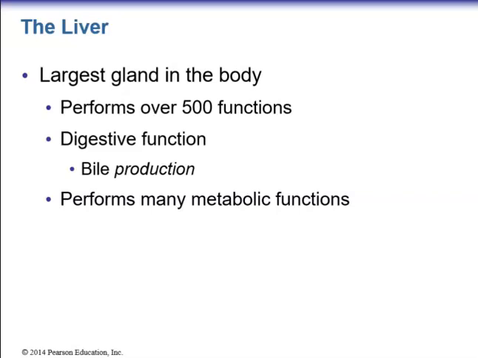Other metabolic functions include processing of fats and amino acids, as well as storing certain vitamins. The liver also detoxifies many poisons and drugs in the blood and makes the blood proteins. Now, almost all of these functions are carried out by the hepatocyte. The hepatocyte is the specialized cell in the liver.